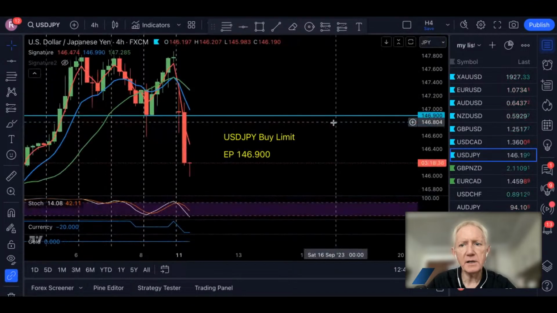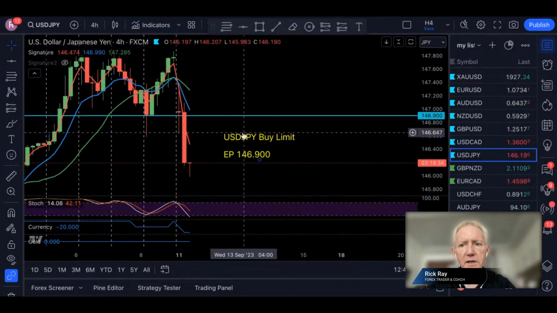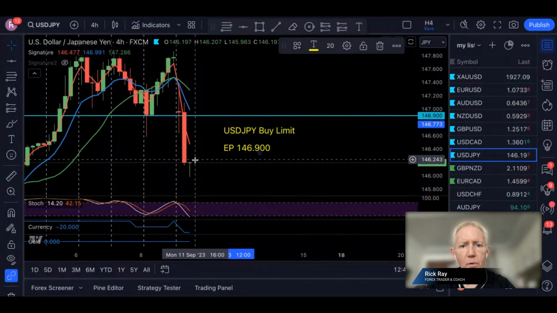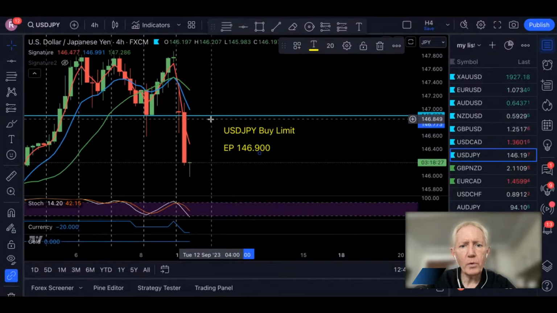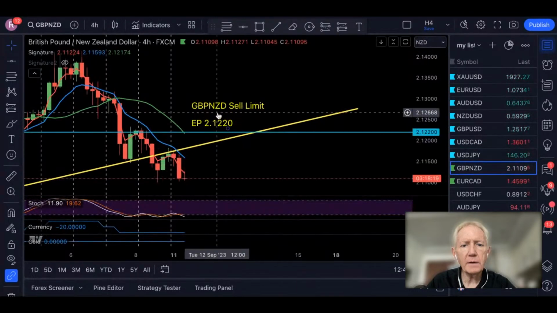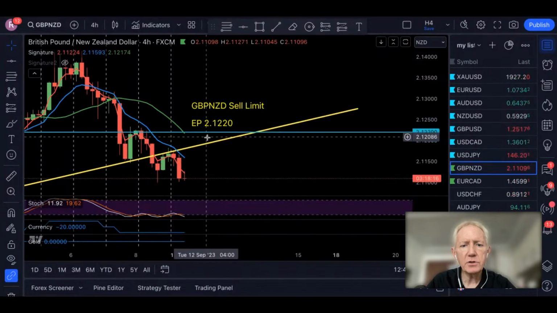The USD JPY, the UJ, this is a buy limit, but for you, if you have not taken this trade, that would be a buy stop. Let that come back up here to our entry price at 146.900.